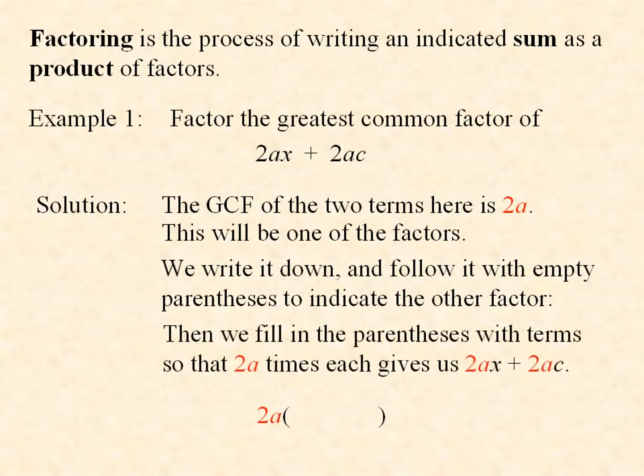Then we fill in the parentheses with terms so that 2a times each gives us 2ax + 2ac. So the first term we need is an x, because then we have 2ax. And we have plus the second term, which is c, because then we have 2ac.